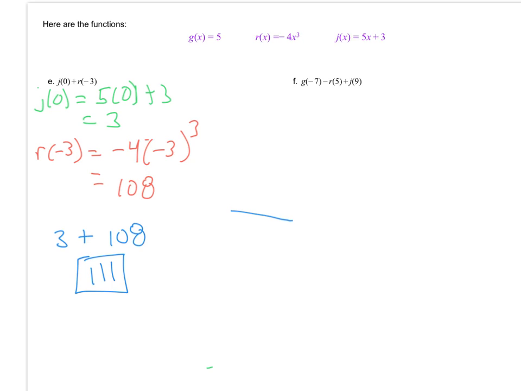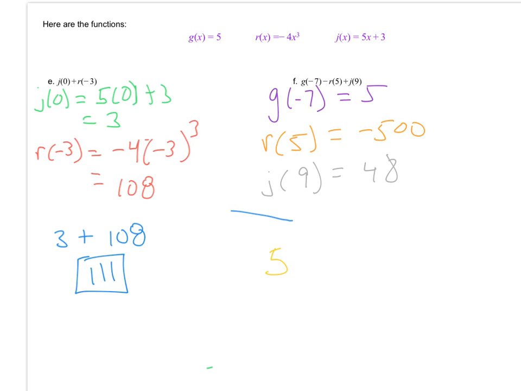Okay, if you did this one, if you check it out, you should have gotten g of negative 7 to equal 5. You should have had r of 5 to equal negative 500. And you should have gotten j of 9 to equal 48. And your final task then is to take the g, which was 5, subtract the r, so subtract negative 500, and then add j of 9, so add the 48. And if you do that, you get an answer of 553.